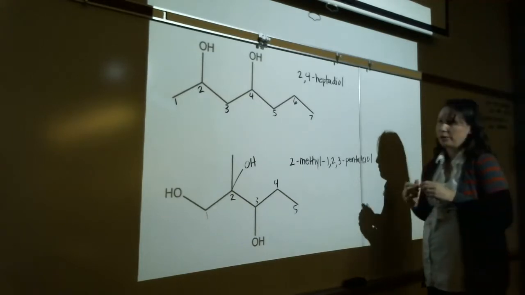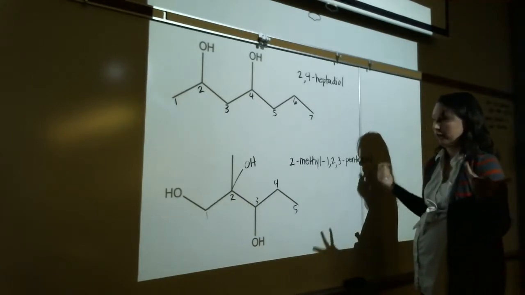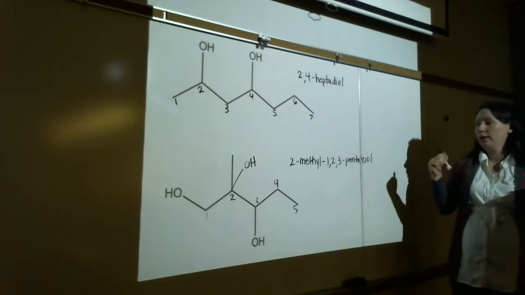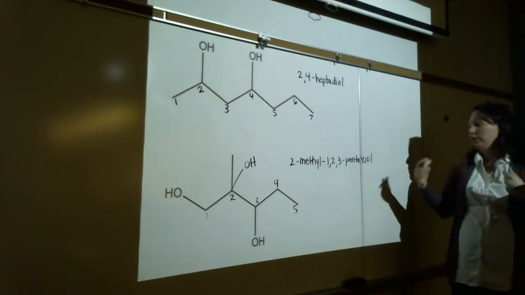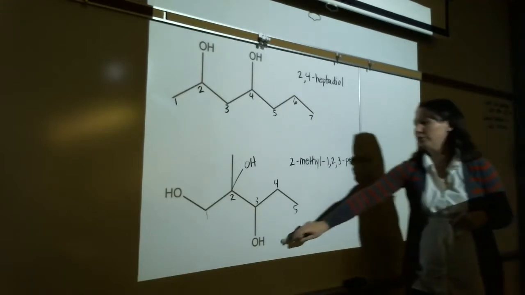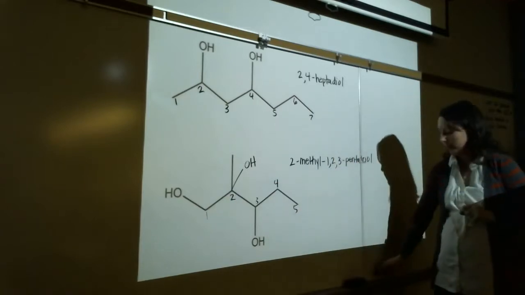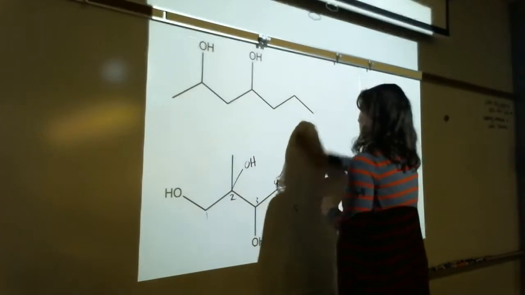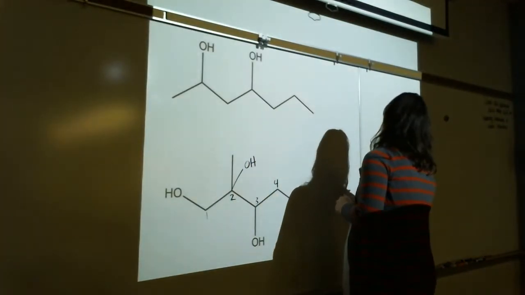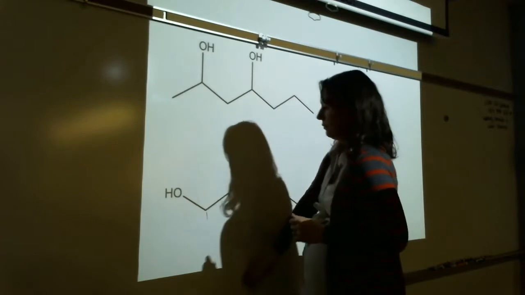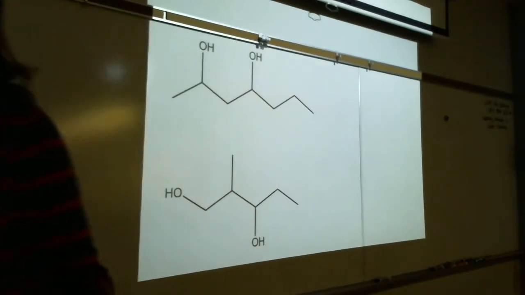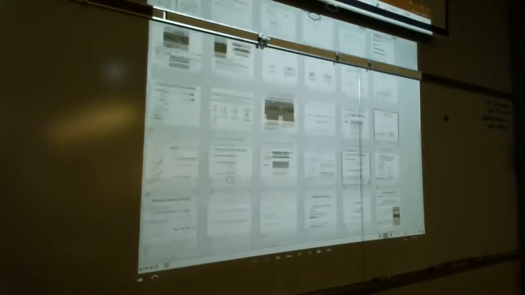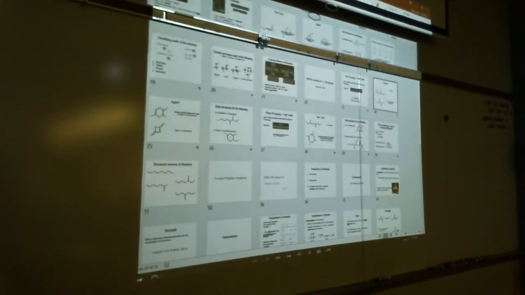So diols and triols, in terms of their nomenclature, are going to be very similar. If I asked you which one is going to have the higher boiling point, the diol or the triol, the triol is going to have the higher boiling point, because it's got 3 sources of hydrogen bonding versus 2. So in terms of nomenclature, I think alcohol nomenclature is not that bad. So let's skip on down to some practice.